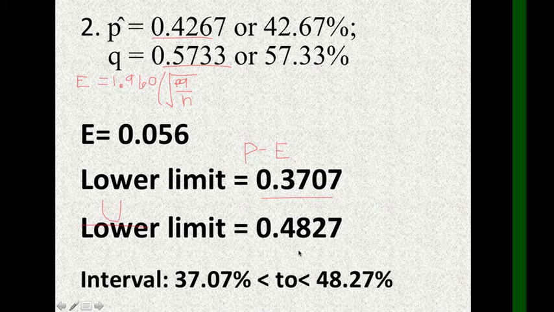And for the interval, we have 37.07% to 48.27%, meaning to say the proportion is greater than 37.07% but less than 48.27%. So those who said they like to watch movies are greater than 37.07% but less than 48.27%.